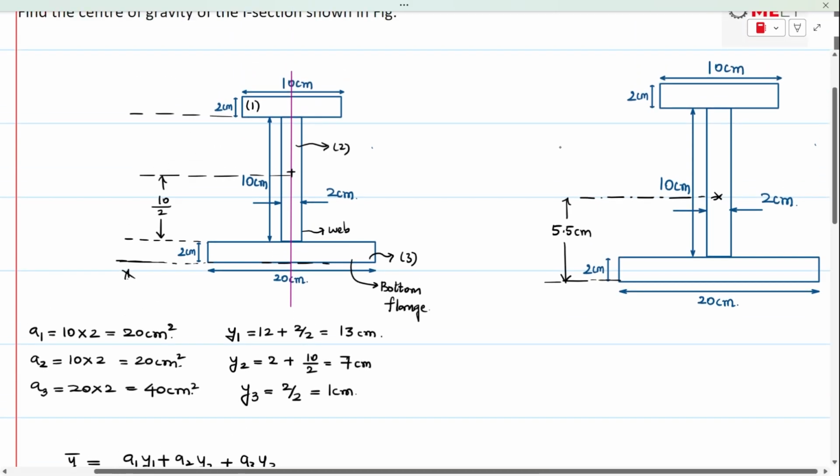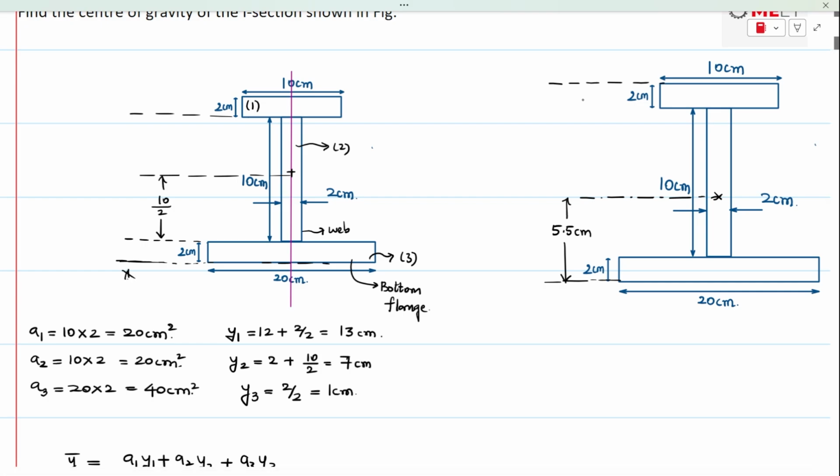And in the same way, if you are interested in measuring from the top, then the total height is 10 plus 2 plus 2, that is 14. 14 minus 5.5, which is equal to 8.5 centimeters from the top. So either way, you can measure it from the top or from the bottom.